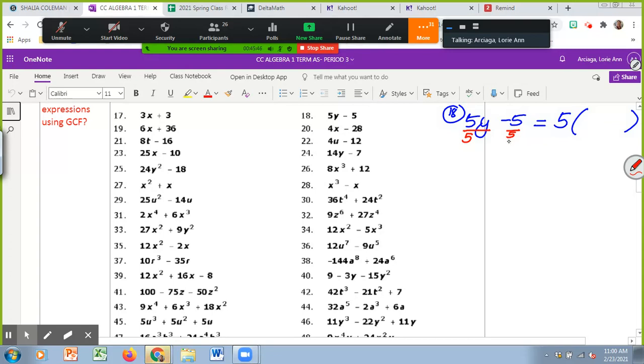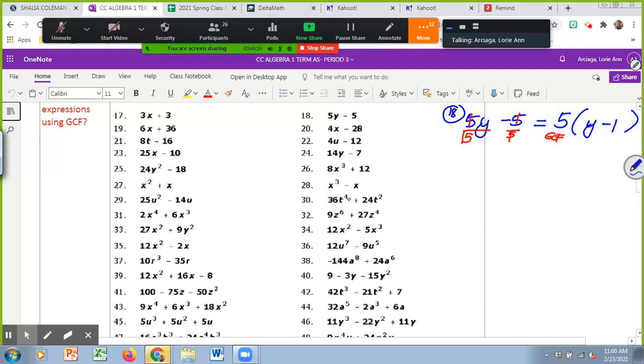So this 5 is the same as your GCF right here. 5y divided by 5, this will cancel out, so it's going to be y. And then negative 5 divided by 5 is negative 1. That's perfect. So the answer is y minus 1. That's the only extra thing if they already have a plus or minus in between.